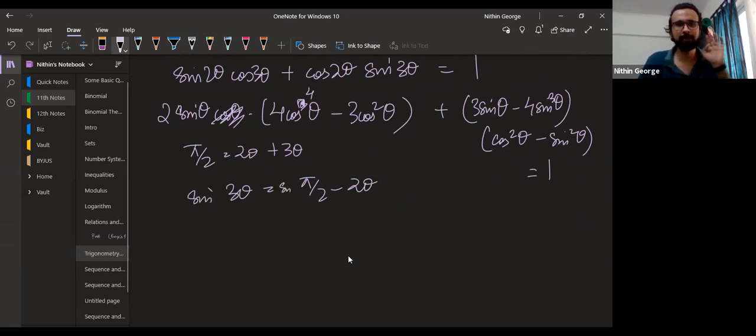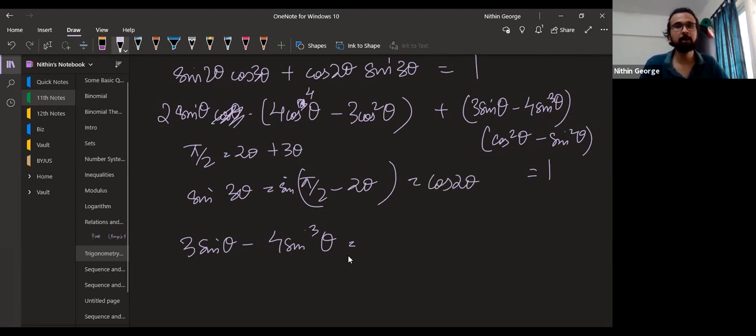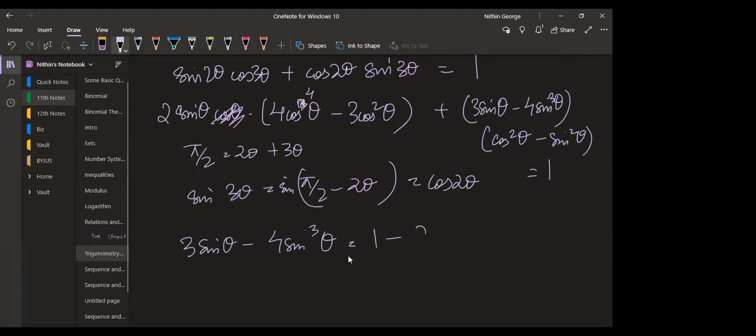Take sine on both sides. I'm looking for sin theta finally. So sine of 3 theta will be 3 sin theta minus 4 sin cube theta. Now, sine of pi by 2 minus 2 theta is cos of 2 theta. And what is cos of 2 theta in terms of sin theta? That will become 1 minus 2 sin square theta. Thank you.